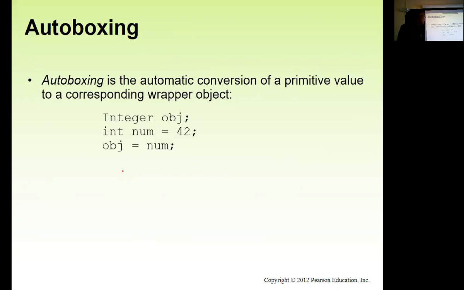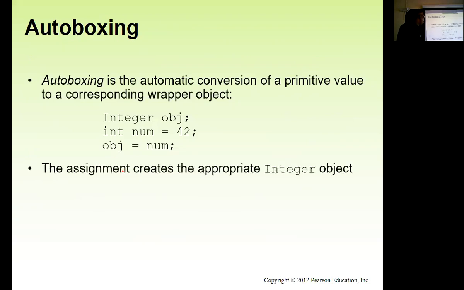So what you realize here is that you can assign a primitive to the object type. It takes the value. The assignment creates the appropriate Integer object, which means that this object reference has now been assigned a value. So there is now an instance, in a sense.